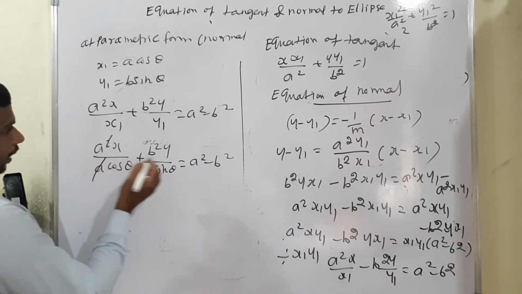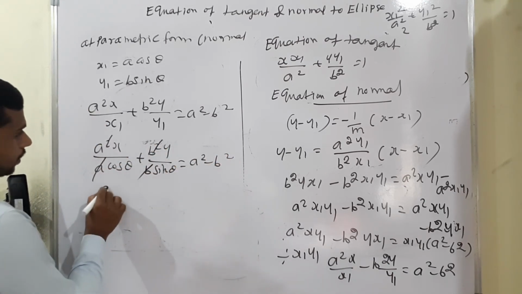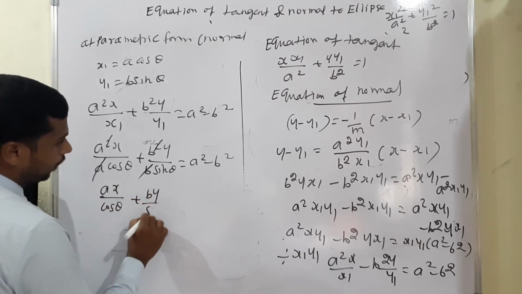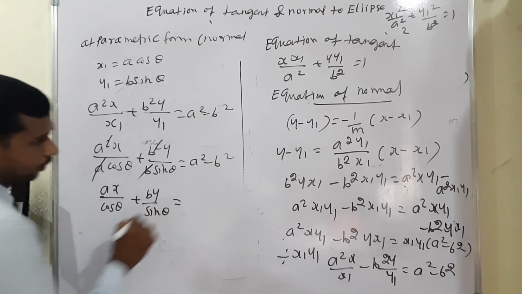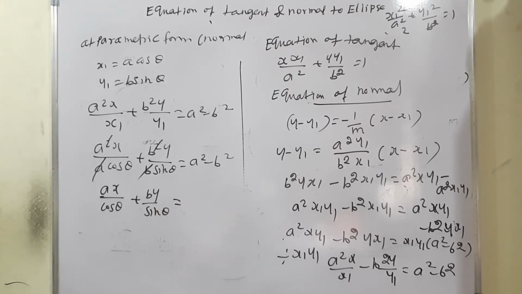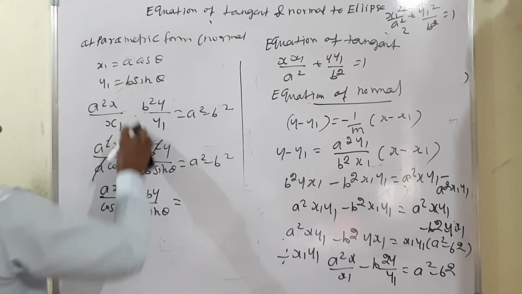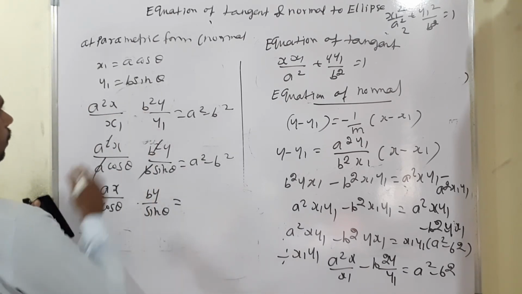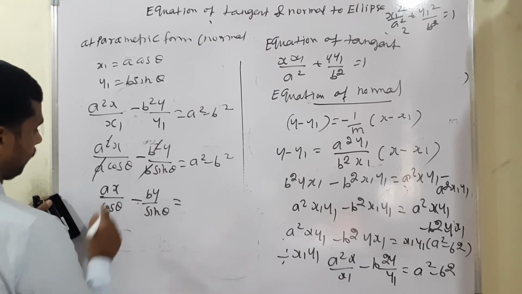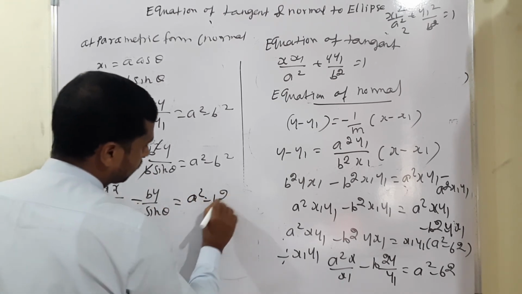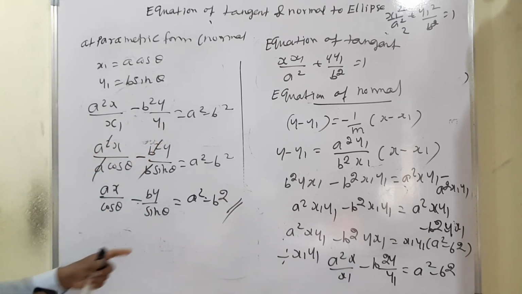Again, a square and a cancel, b square and b cancel, so a x by cos theta plus b y by sin theta is equal to... sorry, here it is minus. So a x by cos theta minus b y by sin theta is equal to a square minus b square. This is the normal in parametric form.